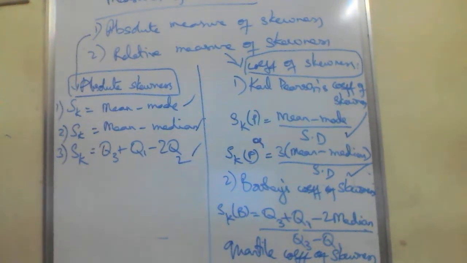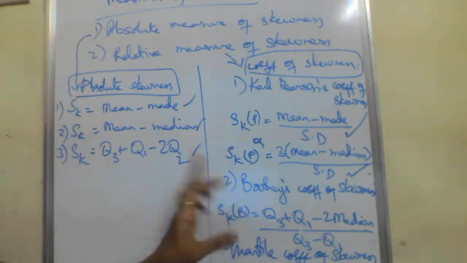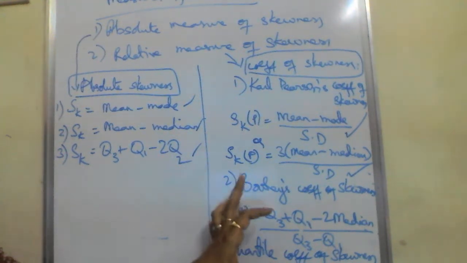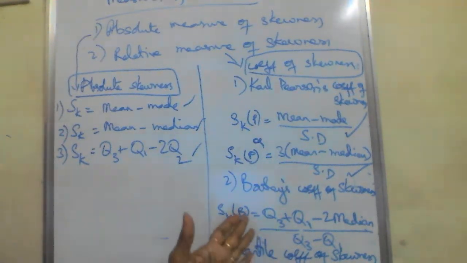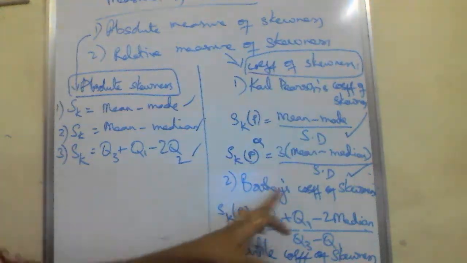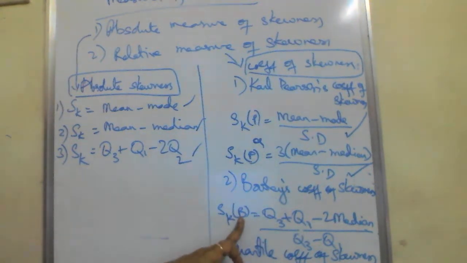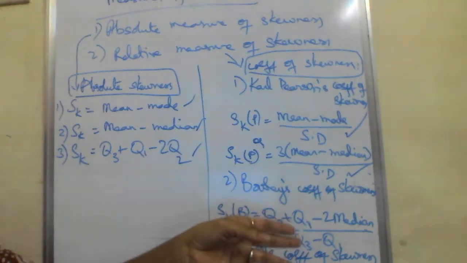Here again you have the characteristics. If the coefficient is 0, then we can say that it is a symmetrical distribution. If the coefficient is positive, we say it is positively skewed. Depending upon these values, whether you use Karl Pearson or Bowley coefficient of skewness, if it is positive, then it is positively skewed. If it is negative, it is a negatively skewed distribution.